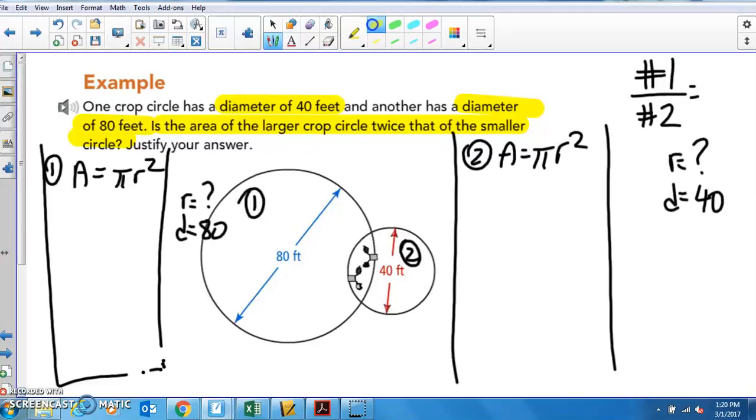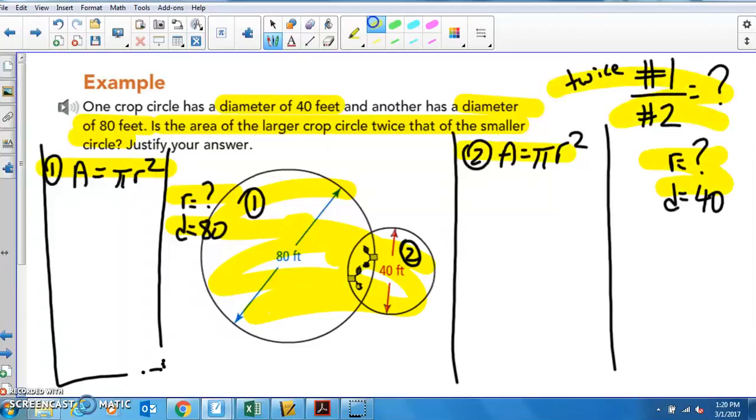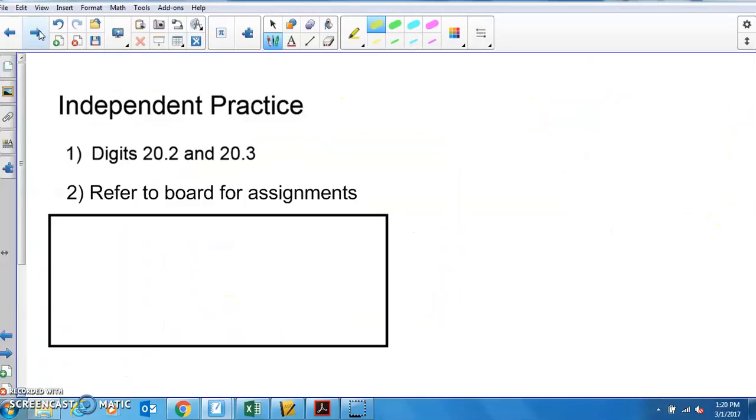So, is it twice? You're going to have to work the first one out, work the second one out, and then divide your two answers. And that will determine if it's twice as large. And highlight these things so you'll get this in your notes. And then, that kind of ends what we're going to be working on with area and circumference of circles.